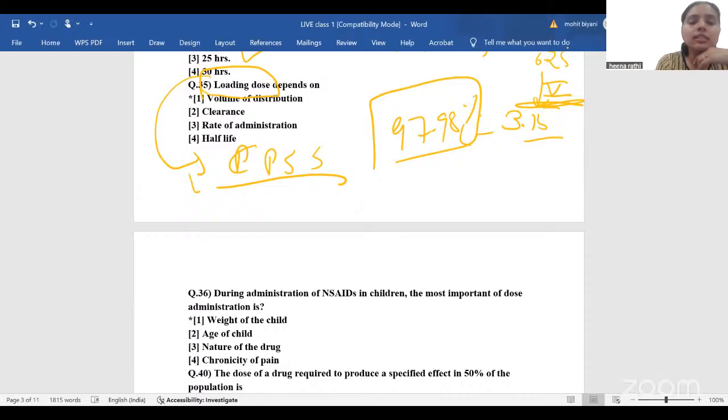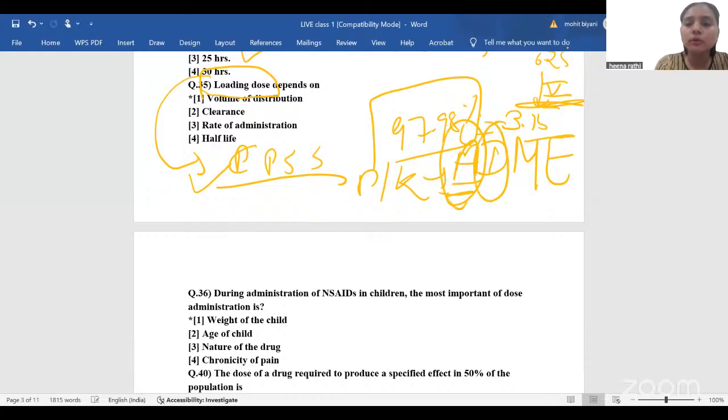So this steady state plasma concentration by the loading dose depends upon the volume of distribution. Suppose we have given a drug, then after entering into the body, as we have seen in pharmacokinetics, first there is absorption, then distribution, metabolism and excretion. After the absorption of the drug, there will be the distribution of the drug into the different areas of the body. So the loading dose depends upon the volume of distribution.